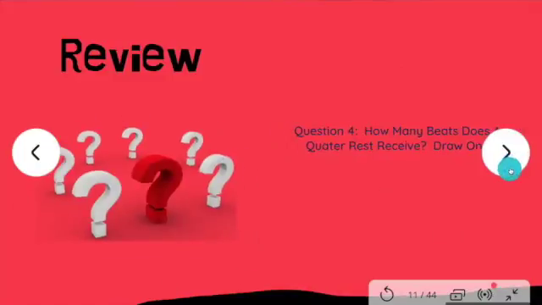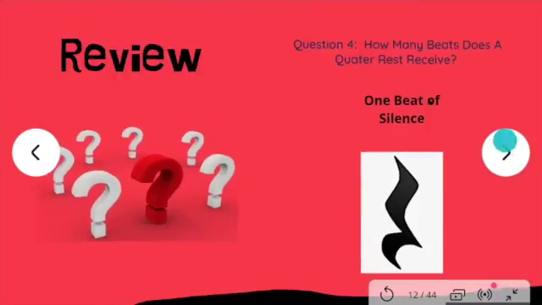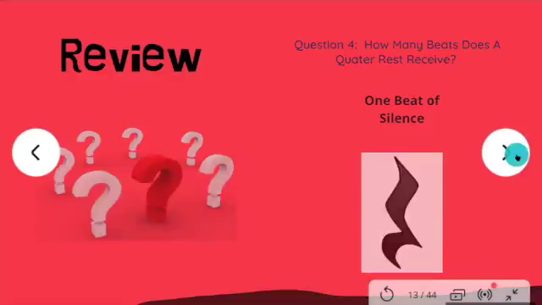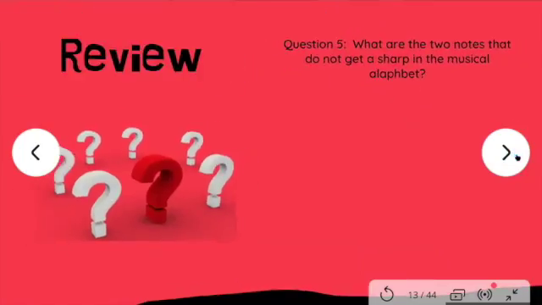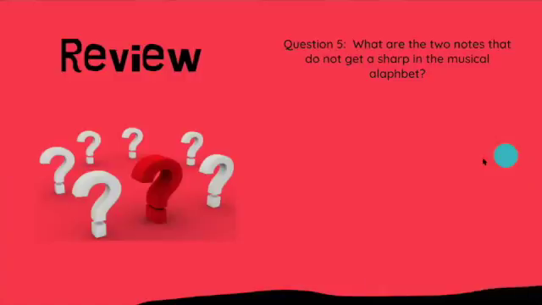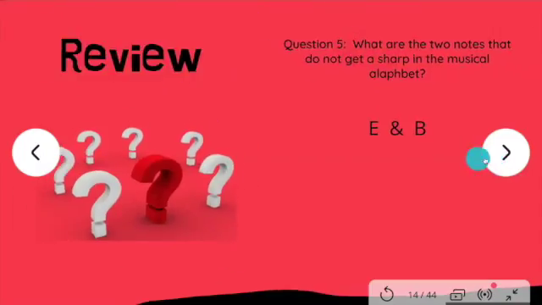How many beats does a quarter rest receive? Draw one. Well, a quarter rest receives one beat of silence, and it's just a squiggly line. Question 5. What are the 2 notes that do not get a sharp in the musical alphabet? Well, the answer to that is E and B.